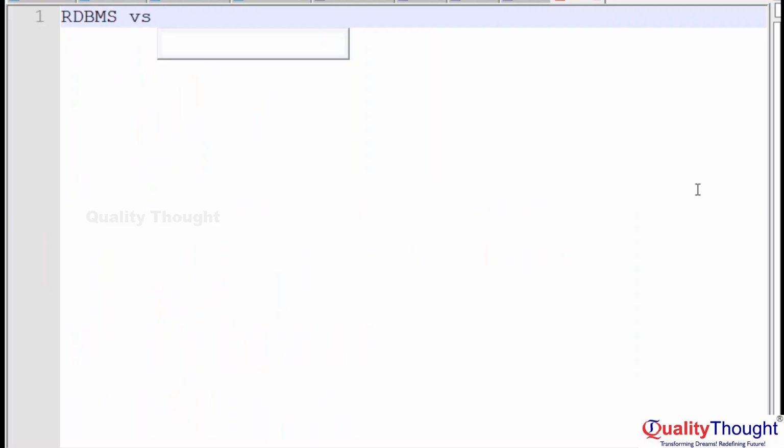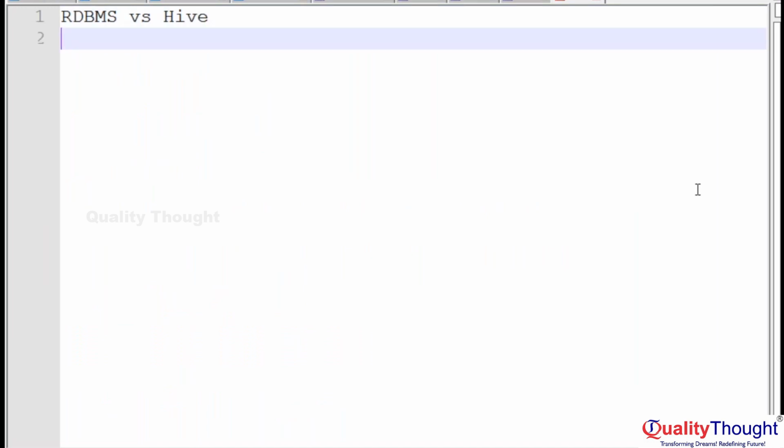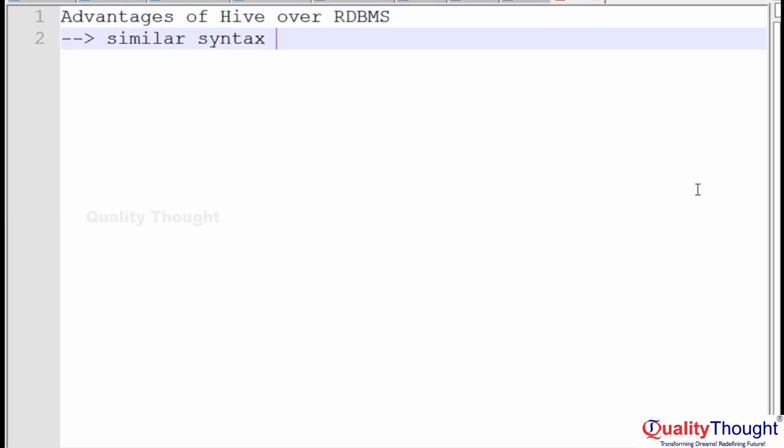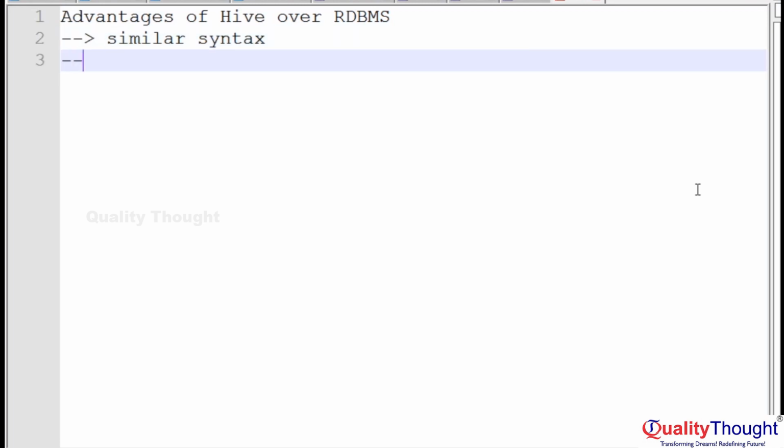If you observe RDBMS versus Hive, the advantages of Hive over RDBMS are: first, similar syntax. No programming skill is required.